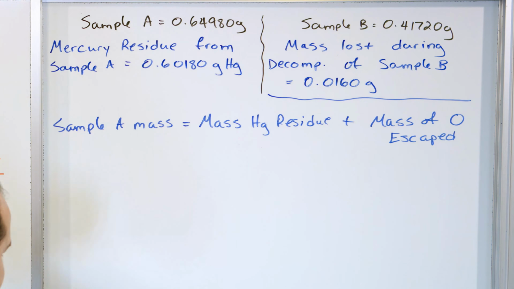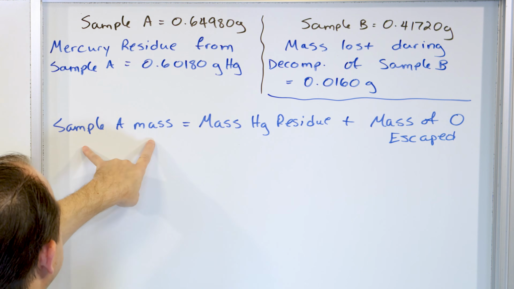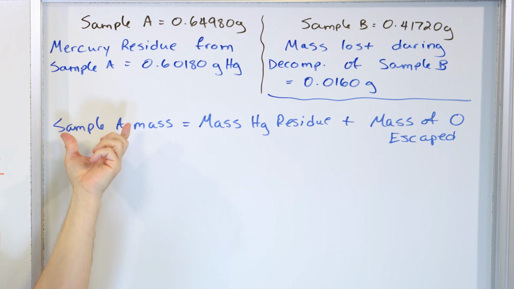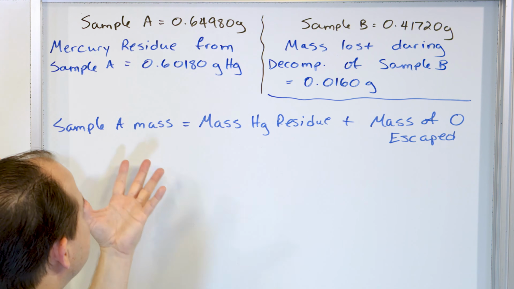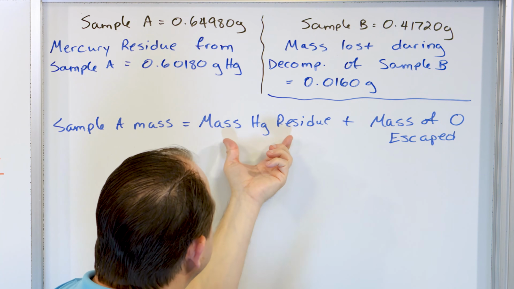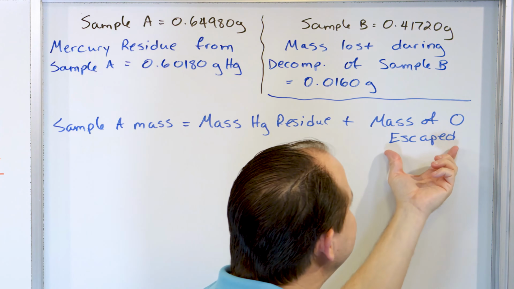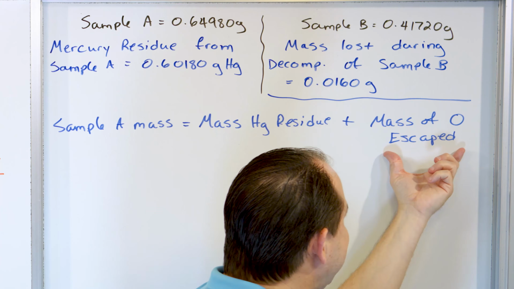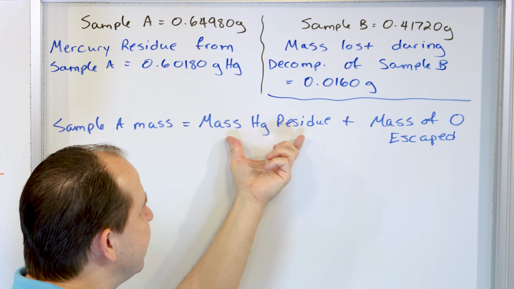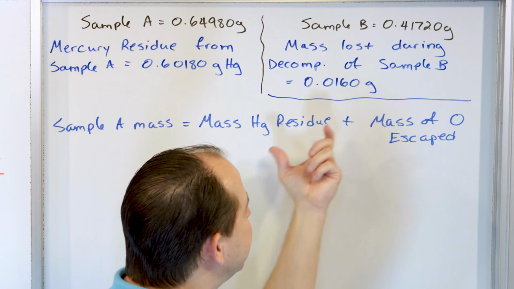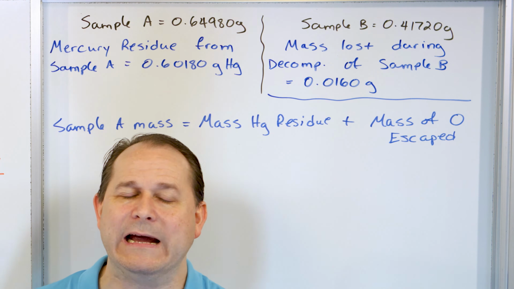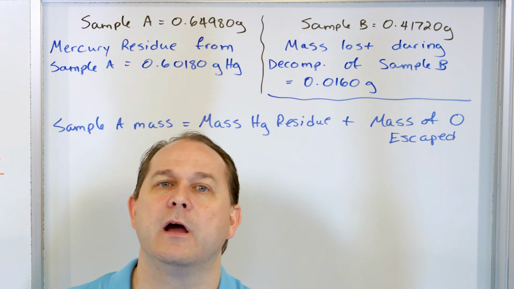Before we do anything else, make sure you understand this. You have some sample A mass. It's a compound of mercury and oxygen. That's what we're trying to find out, the empirical formula for this compound. When you heat it up, there's some residue left behind, which has to be mercury because the problem tells us that all of the oxygen escapes. The mass of the oxygen that escapes, plus the mass of whatever mercury is left behind in the vessel, when you add them together, must equal the original mass because of the law of conservation of mass.